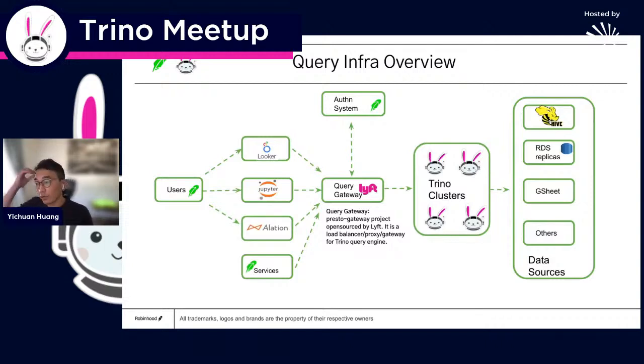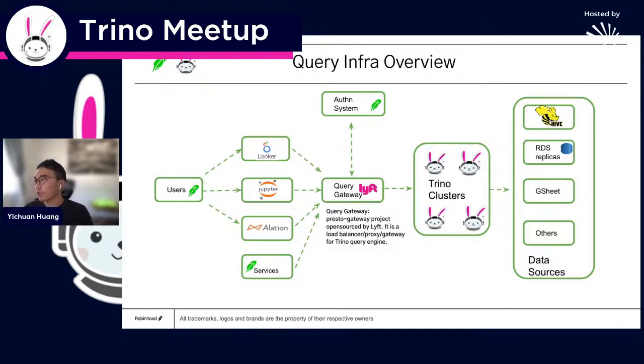In the central area, there's a query gateway. It stands in the center to take user queries and submit them to the backend Trino clusters. This is a project released open source by Lyft. It acts as a load balancer, a proxy, a gateway layer, and also an authentication system for our Trino query engine. We'll talk about that later.